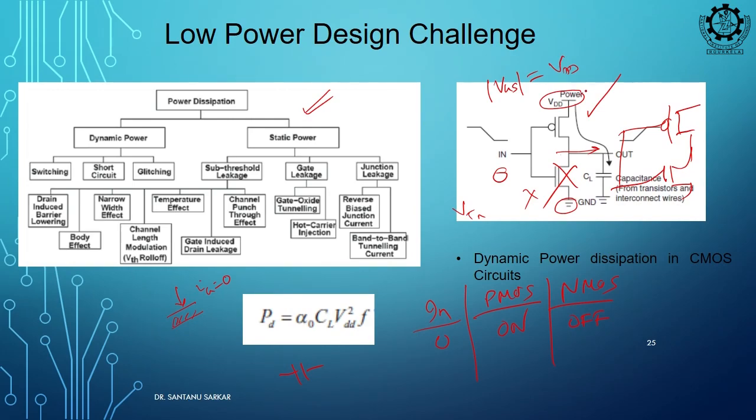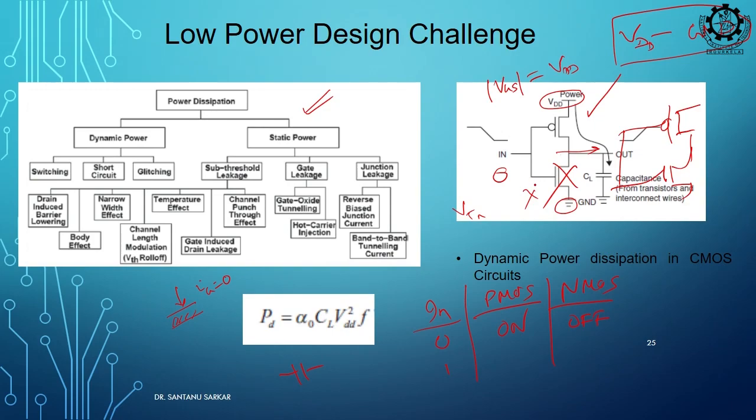So, from VDD to ground in static condition, does any current flow? No current flows, right, because the path is broken. If this is on, this is off, complementary. Similarly, let us see when my input is 1, meaning VDD.